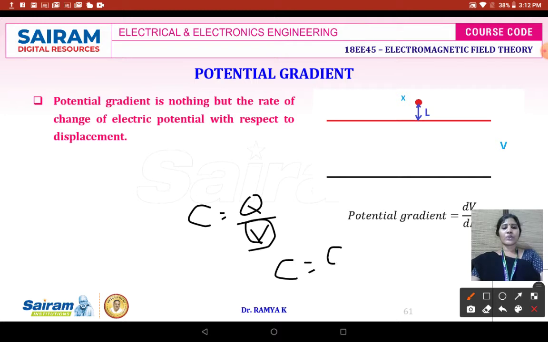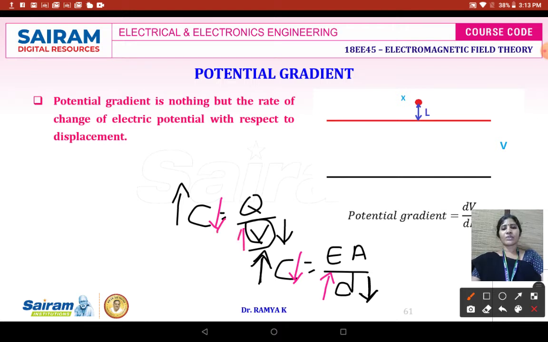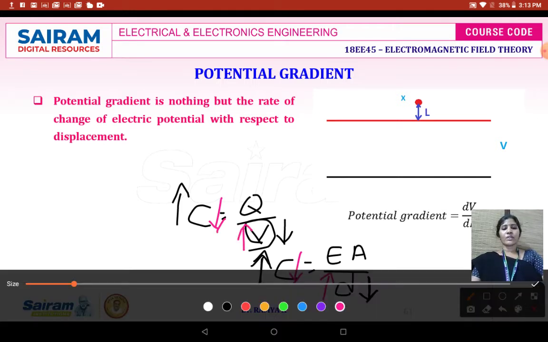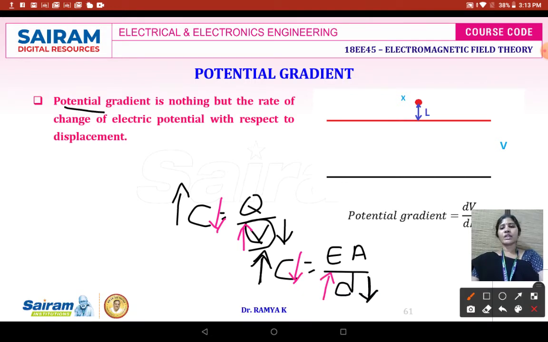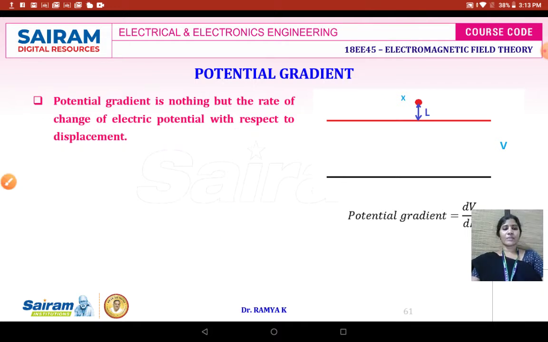Also C is equal to epsilon into A divided by D. If the value of D is reduced, then the value of capacitance will get increased. When the capacitance is increased, it is going to reduce the electric potential. Vice versa, if the distance between the two plates increases, then the capacitance will get decreased. When the capacitance is decreased, the electric potential is going to increase. Therefore, the term potential gradient is nothing but the rate of change of electric potential with respect to the displacement.